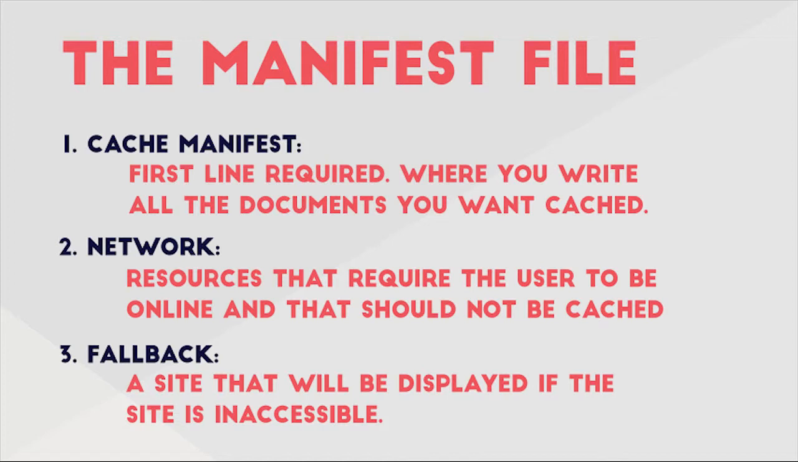Under fallback is where you would write a page that will be displayed if there's a network connection failure. For example, if users were using an application that runs using PHP and connects to a database and they suddenly became offline, you could send them to a page that tells them that there is a network issue. I will further explain these when we get into our example later on in the video.